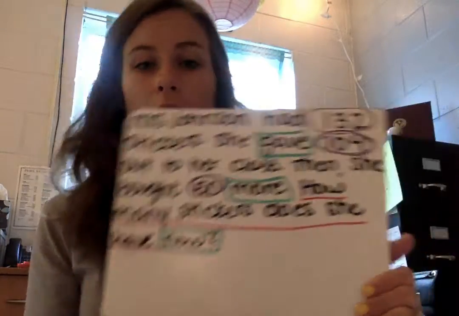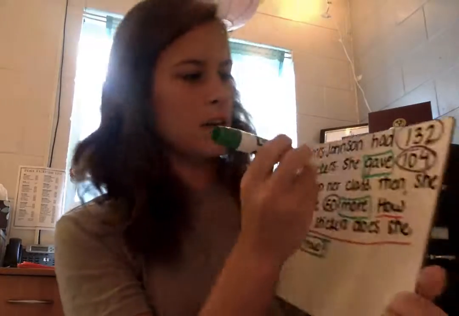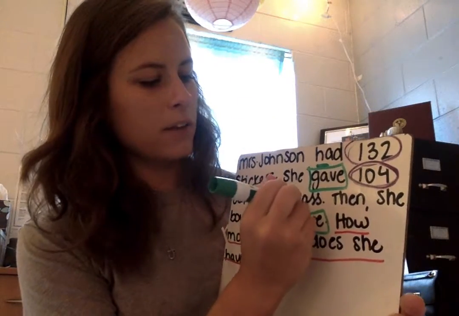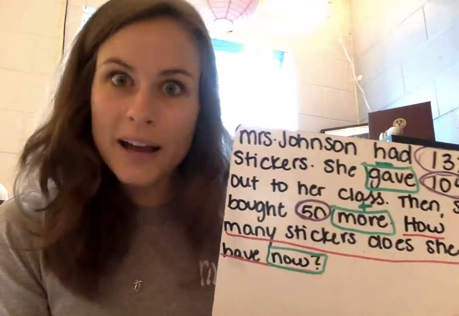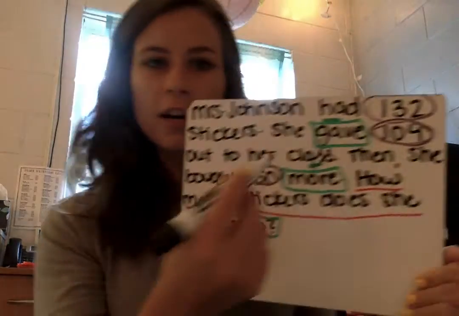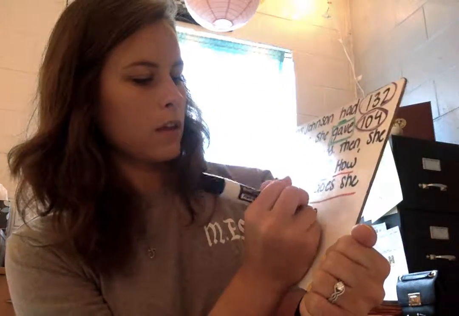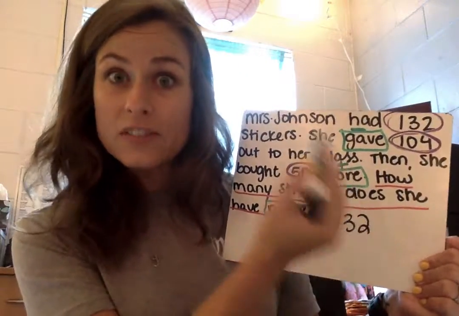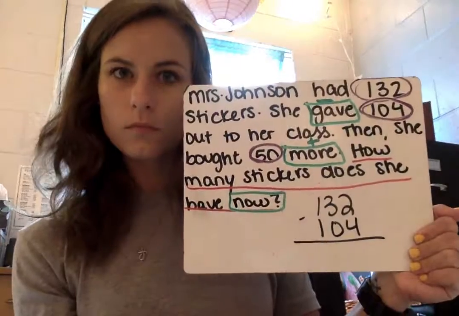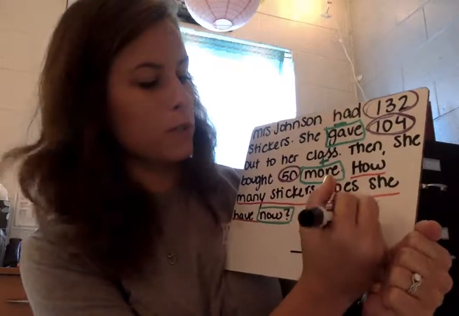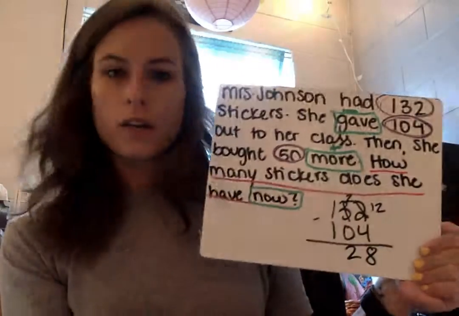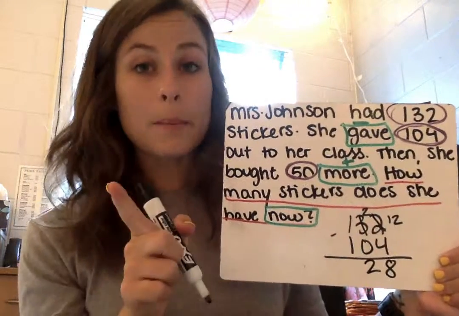All right. Now, when we started talking, we noticed that gave meant to subtract. I'm going to put a little subtraction sign above it. But more meant to add. Well, what the heck? Am I subtracting or am I adding? The answer is you're doing both, okay? So first, we're starting off with 132 stickers. And then she gives 104 of those away. So I'm going to subtract 132 minus 104. Okay, now the 2, you can't say 2 minus 4, so borrow. 12 minus 4 is 8. 2 minus 0 is 2. That's 28 stickers. But that's not my answer.